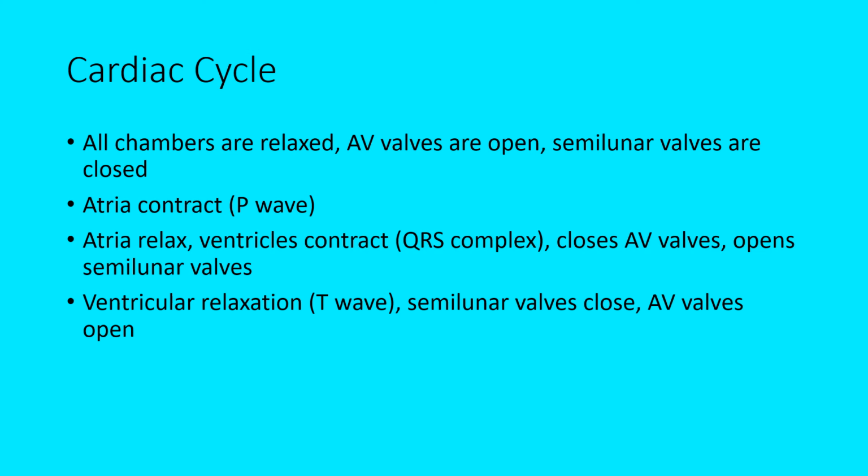Then your atriums relax. The ventricles start to contract. That's going to close the AV valve so the blood doesn't flow back into the atrium. And it's also going to, at the same time, open the semilunar valves, which now allows the ventricles, as they contract, to pump that blood out of the ventricles through the semilunar valves. This is the QRS complex. And then when the ventricle finally relaxes, that's the T wave, the semilunar valves now close, and the AV valves are going to open again.